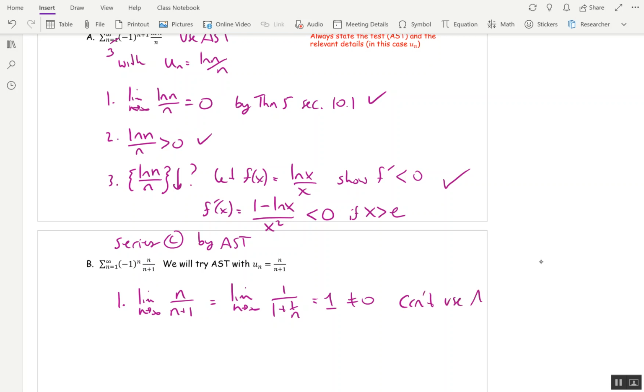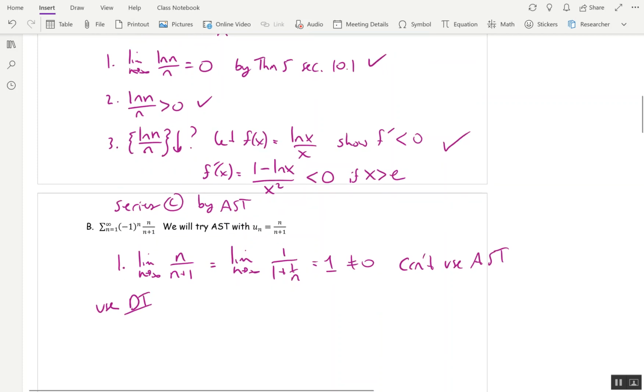Can't use AST, so we're going to use the divergence test, the DT. And I'll remind you of what that is. Hopefully you have your list of convergence tests somewhere close at your side and you can just glance at it. But it says if the limit as n goes to infinity of the terms a_n is not 0, then the series diverges.